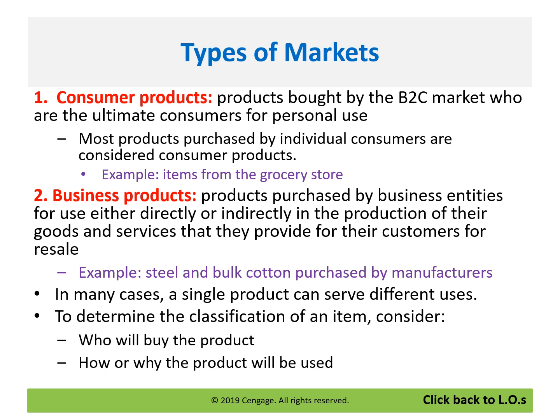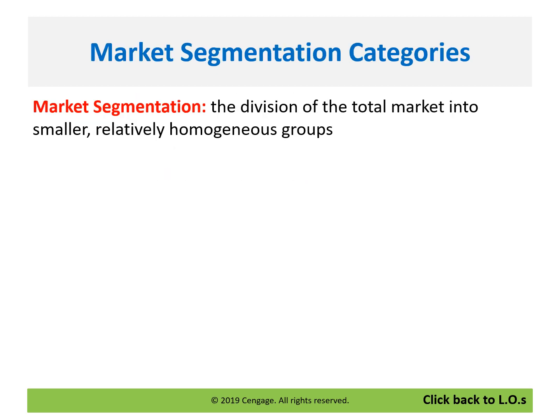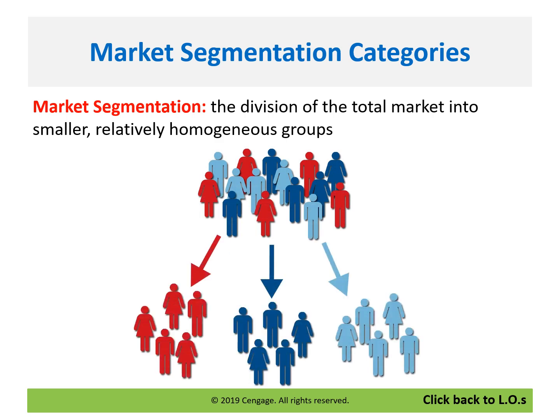To determine the classification of an item, consider the following. Who will buy the product, whether they are end users or business operators? How or why the product will be used, either to use for their own consumption or to be used as raw materials for the products that they manufacture or products used in providing their services to their clients. Market segmentation is the division of the total market into smaller, relatively homogeneous groups.